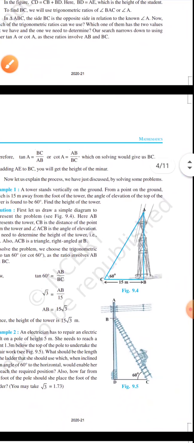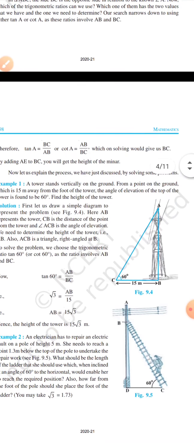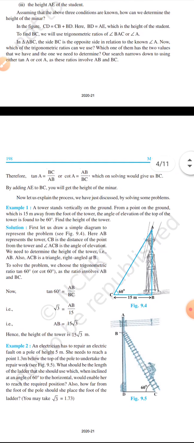Now consider an example. Suppose a tower stands vertically on the ground. From a point on the ground which is 15 meter away from the foot of the tower, the angle of elevation of the top of the tower is found to be 60 degrees. Find the height of the tower.